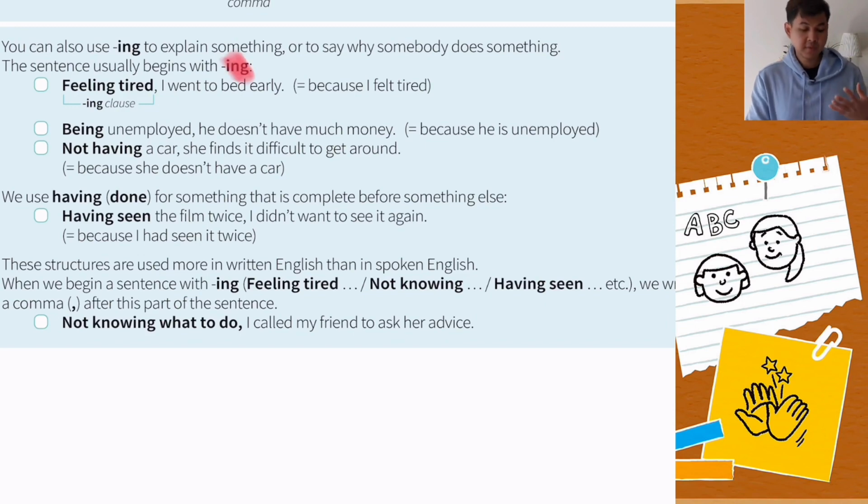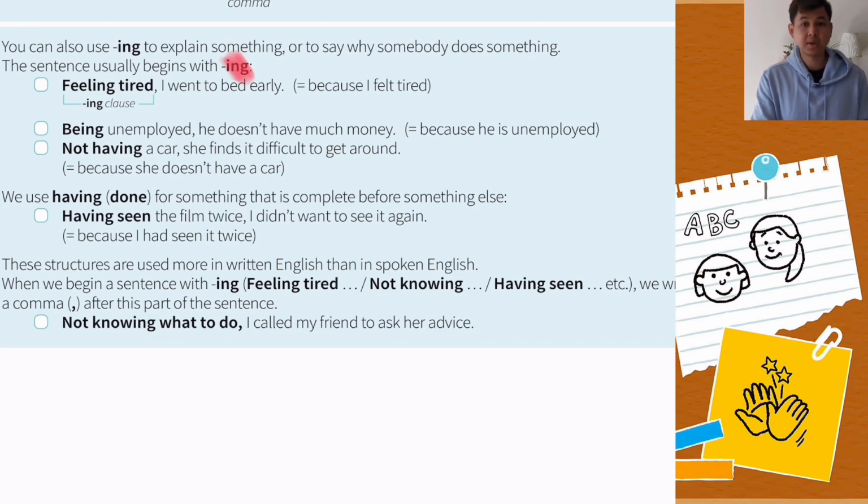For example, feeling tired, I went to bed early. Because I felt tired, that's why I went to bed earlier than usual. So you see here, feeling tired is an ing clause. To explain something or to say why somebody does something, to explain why I went to bed early, I tell you that feeling tired. Being unemployed, he doesn't have much money.